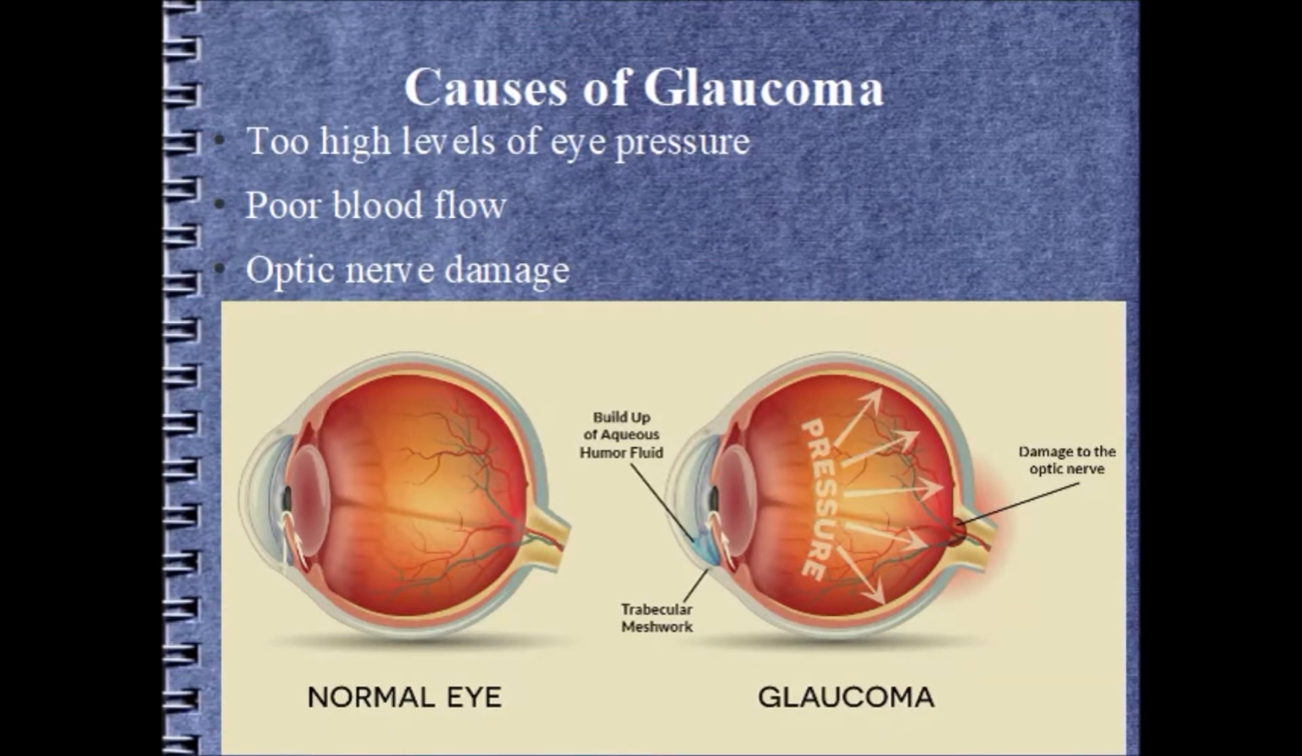What are the causes of glaucoma? Too high levels of eye pressure, poor blood flow, and optic nerve damage. Poor blood flow can happen from neck injuries or shoulder injuries or upper back injuries, because when you're injured in those areas, instead of having blood flow go to your brain, it will more likely go to the injured area of the shoulder or the back, so you have a poor blood flow to your eyes. And optic nerve damage could be from food additives and exposure to chemicals that are harmful to you.